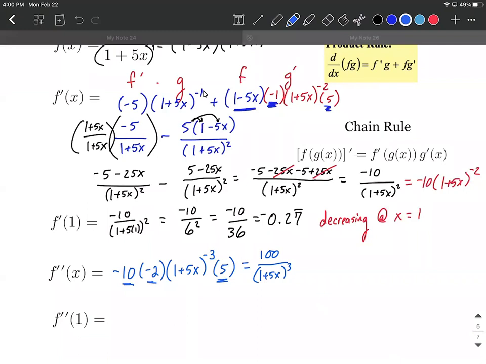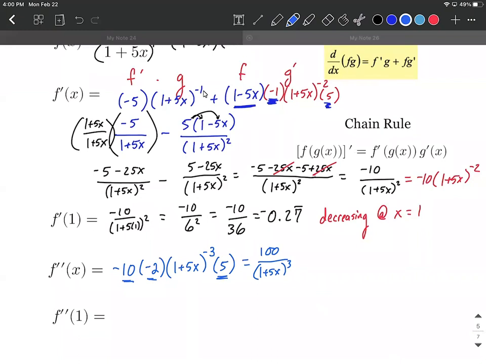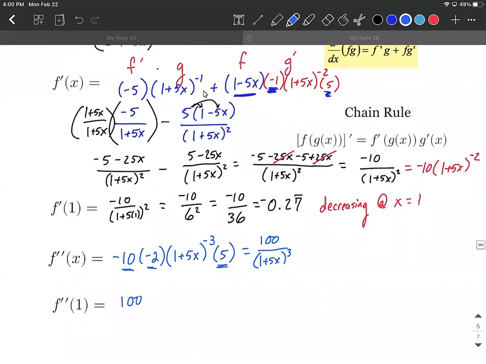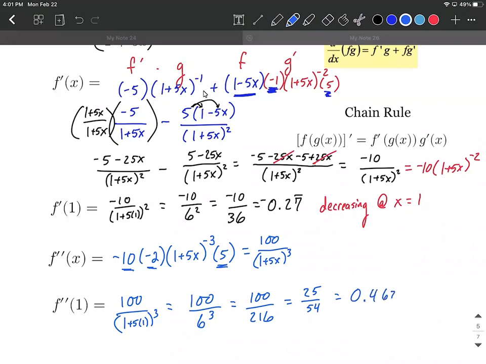All right, now let's evaluate this second derivative at an x value of 1. So we plug in a 1 for our x and reduce this down a little bit. We get 100 over 6 to the third power, which is 100 over 216, which both are multiples of 4, making 25/54, which is equal to positive 0.4629 repeating. Because that's positive in our second derivative, that tells us that the graph is concave up at an x value of 1.